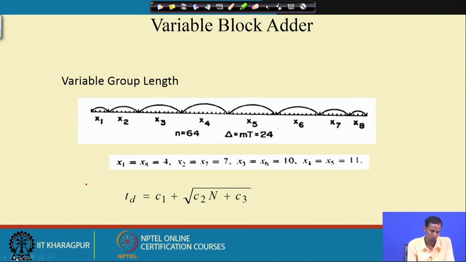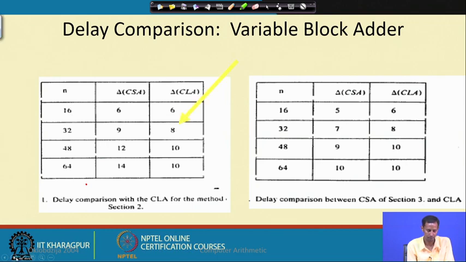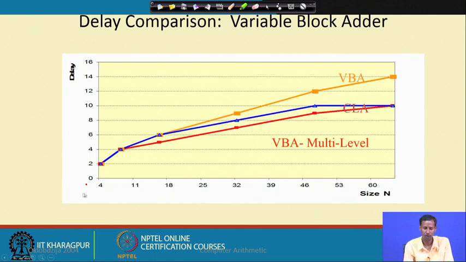Okay. So, this is the delay comparison we have plotted. This is the variable block adder, the blue one is the CLA and the red one is the variable block adder multi-level, what I discussed last. So, here you see as you increase the size of n, this has the reduced delay compared to the other two.